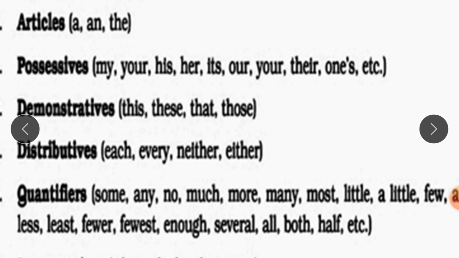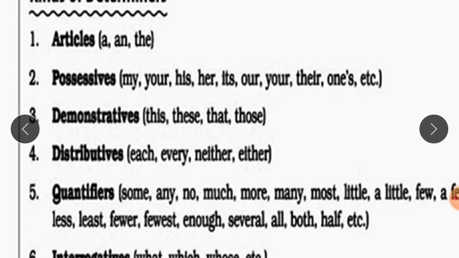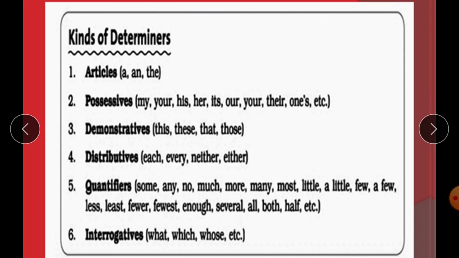And the next one is distributives. Each, every, either, neither, these are called distributive determiners. The next one is quantifiers: some, any, no, much, more, many, most, little, a little, few, less, least, fewer, fewest, enough, several, all, both, half. These are called quantifiers. And the last one is interrogatives, that is what, which, whose, etc. So these are the kinds of determiners.